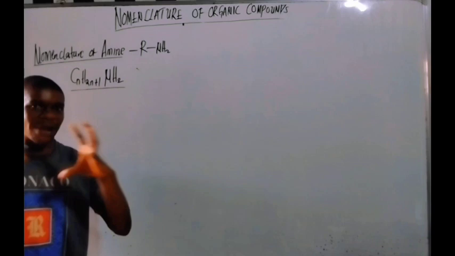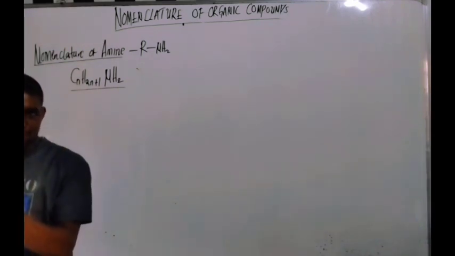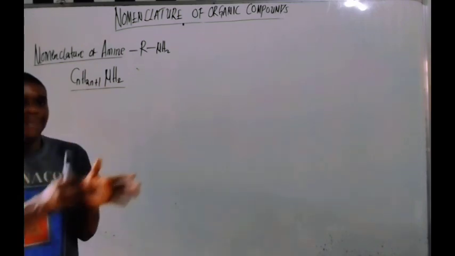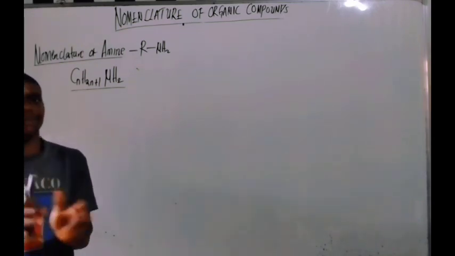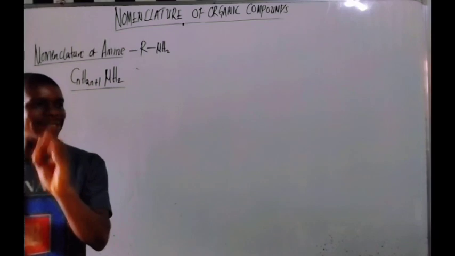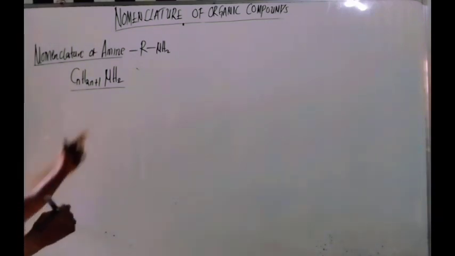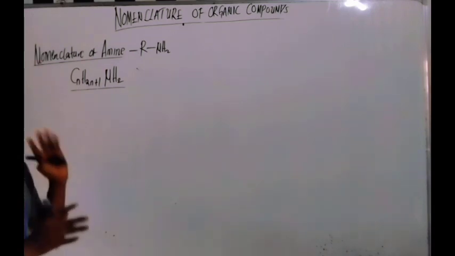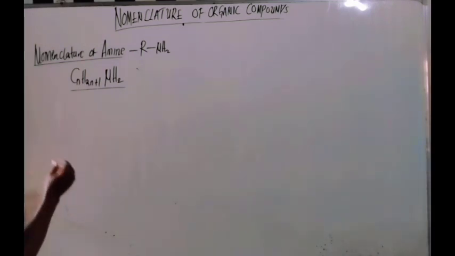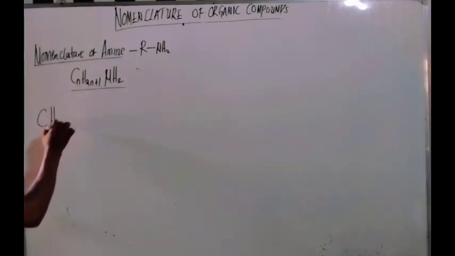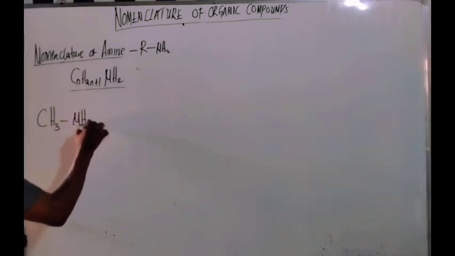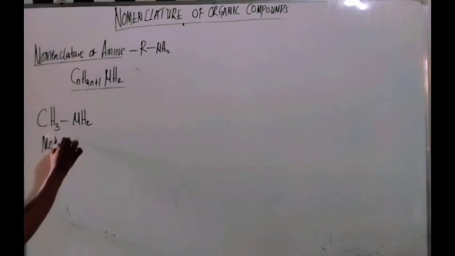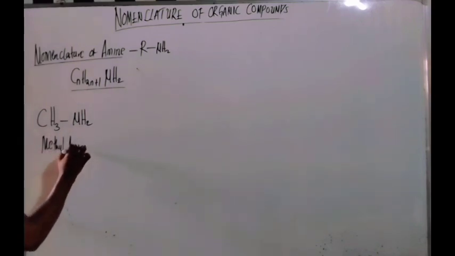Now there are two different ways you can name the amine group. You can name it as an alkanamine or an alkylamine, which I'm going to explain to you. So please pay close attention here. Remember, this R can be a methyl, ethyl, propyl, and the rest. For example, here we have CH3NH2. It's going to be methylamine.